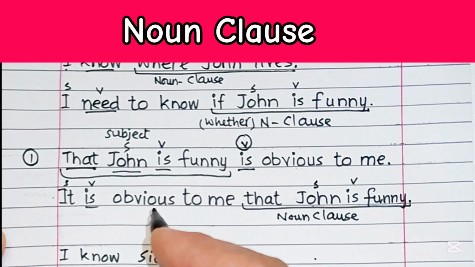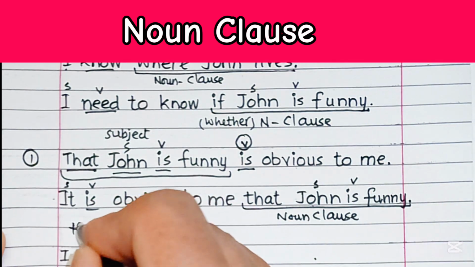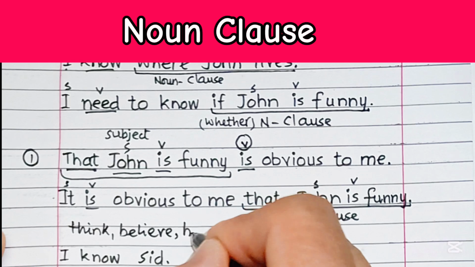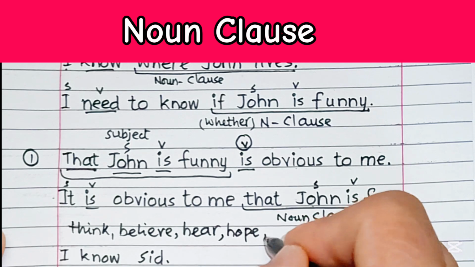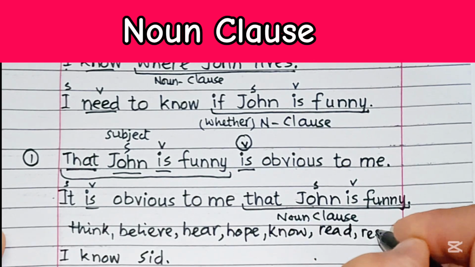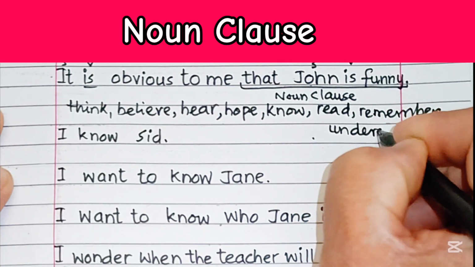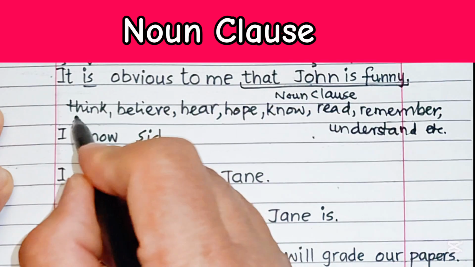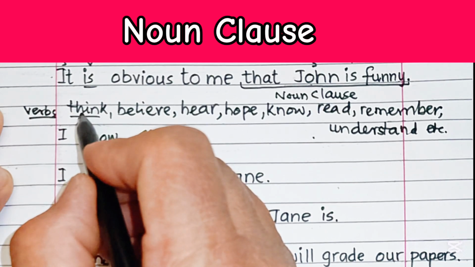These are few words that are used as verbs with noun clauses. The verbs are think, believe, or we may use hear, or it may be hope, and then we may use know, and then read, or it may be remember, or it may be understand, etc. So this sort of words, these verbs can be used in order to develop, or in order to use a noun clause.